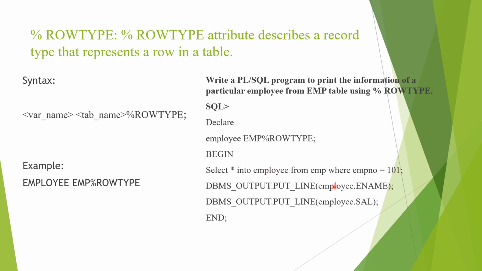Now if we want to display the ename, how are we going to display it? In this program we are just using this variable name, that is employee dot operator ename, that is the first column name of the table that we want to display. Okay, and then we want to display salary also, so we are just using this variable name, dot operator, then the column name, any column that you want to display in your program. So this is the concept of %ROWTYPE in PL/SQL.